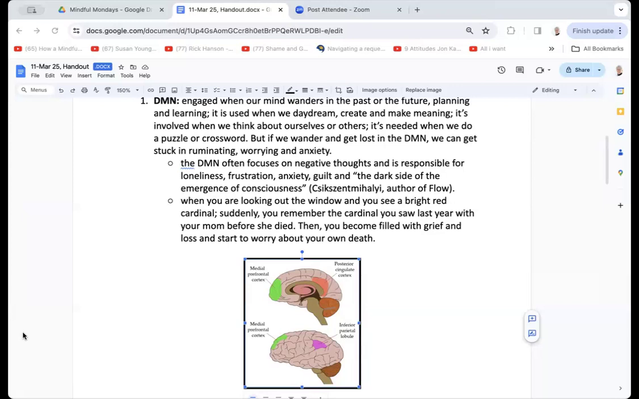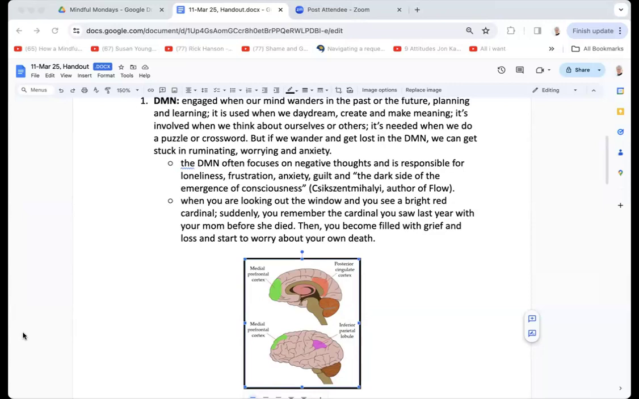But often the DMN is negative. And when we feel lonely, frustrated, anxious, guilty, the dark side of our consciousness, the author of Flow, Csikszentmihalyi, talks about that, that's what the DMN does.